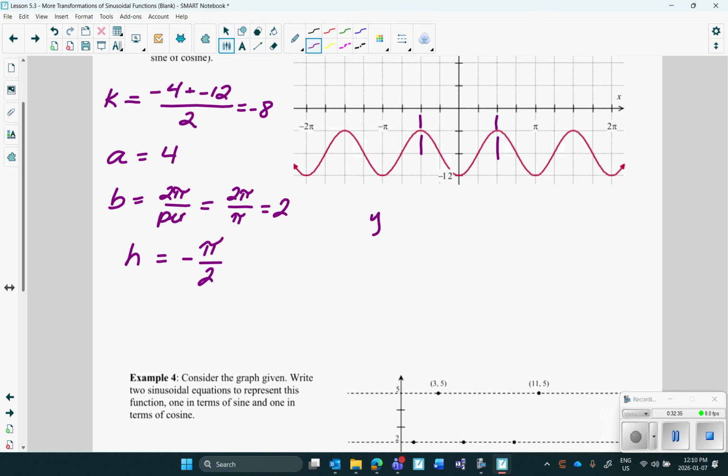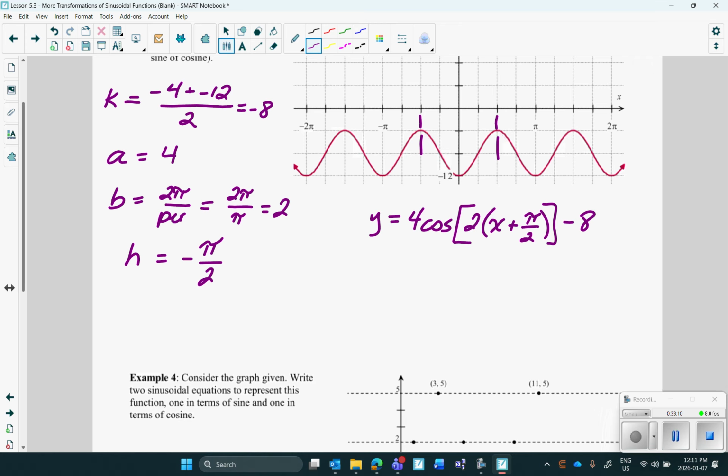So I would get y equals 4 cos, 2, open parentheses, x plus pi over 2, close parentheses and brackets, minus 8. That's if I did this cosine one right here. If I did this other cosine one, it would be x minus pi over 2. So all of this, with the minus, is also correct.